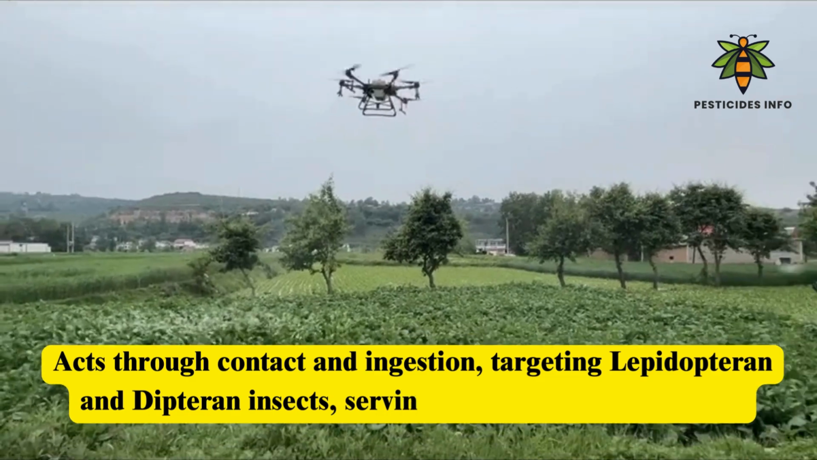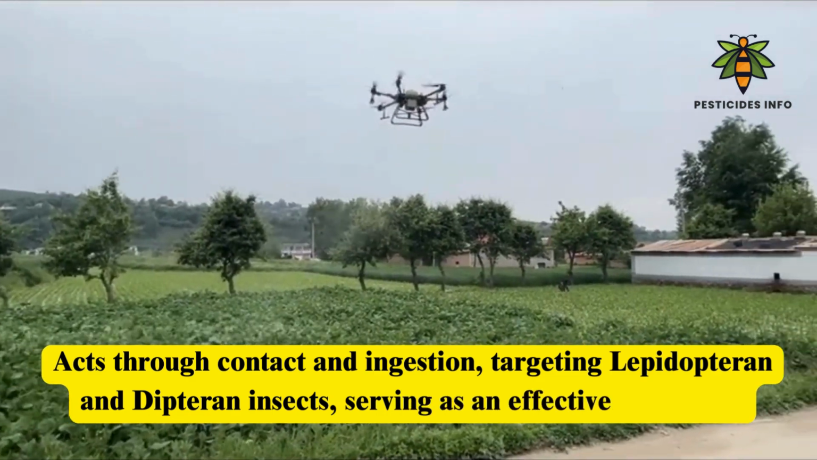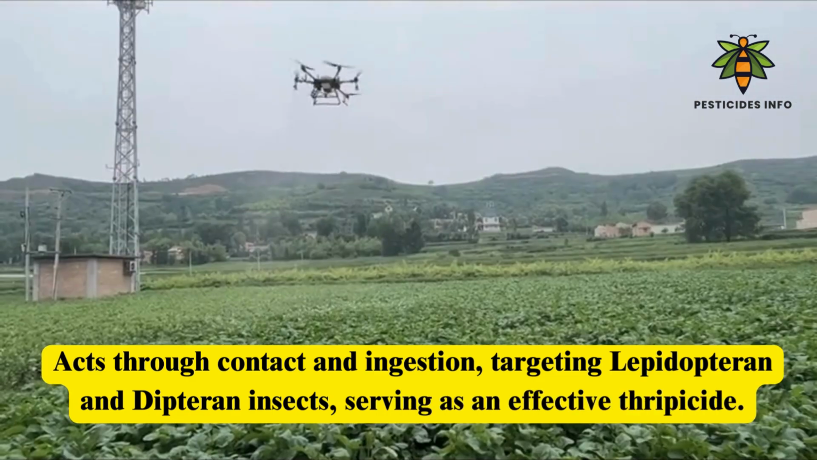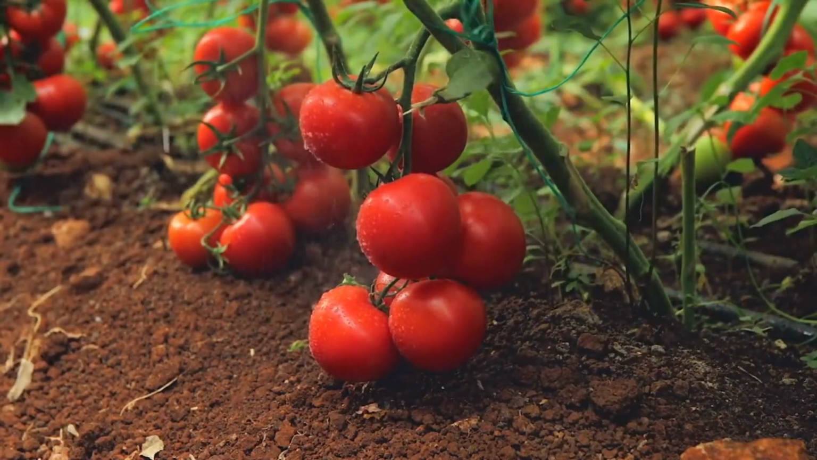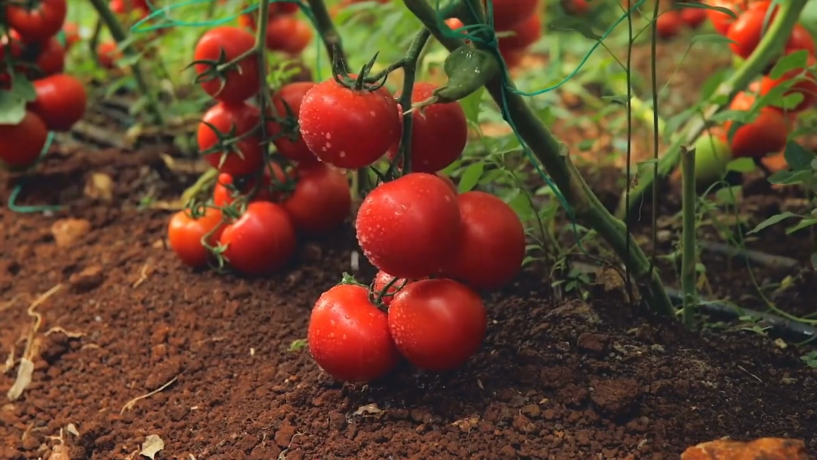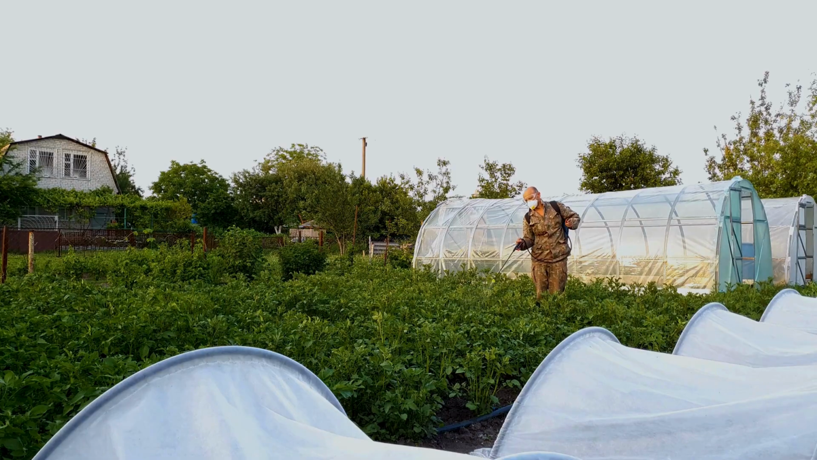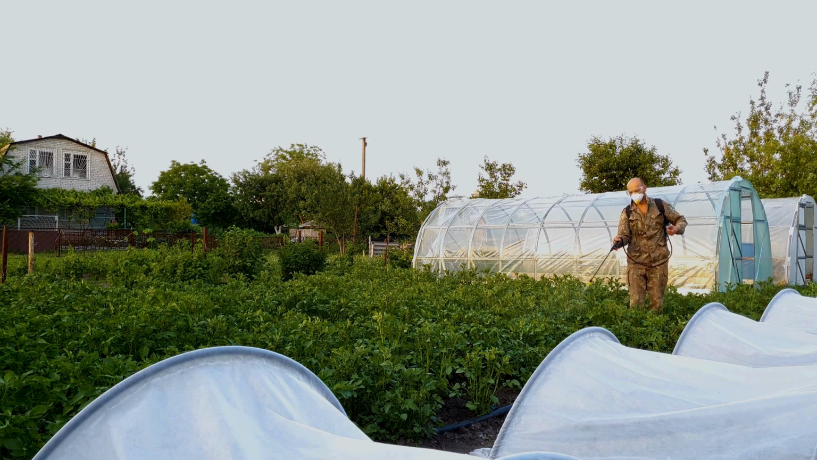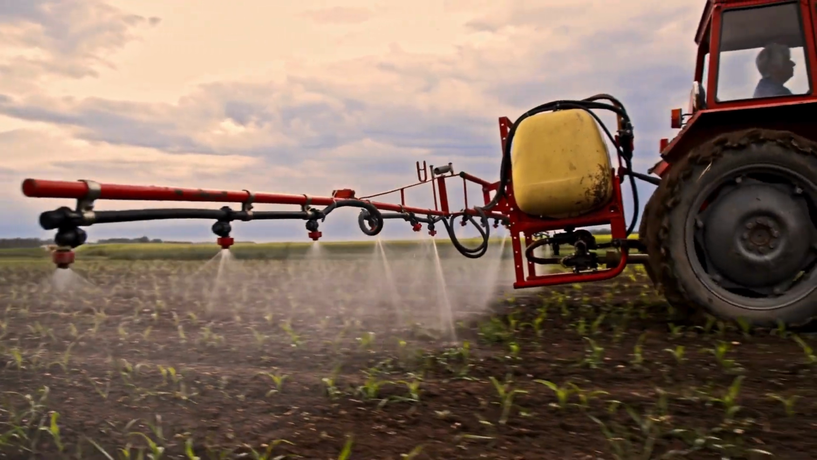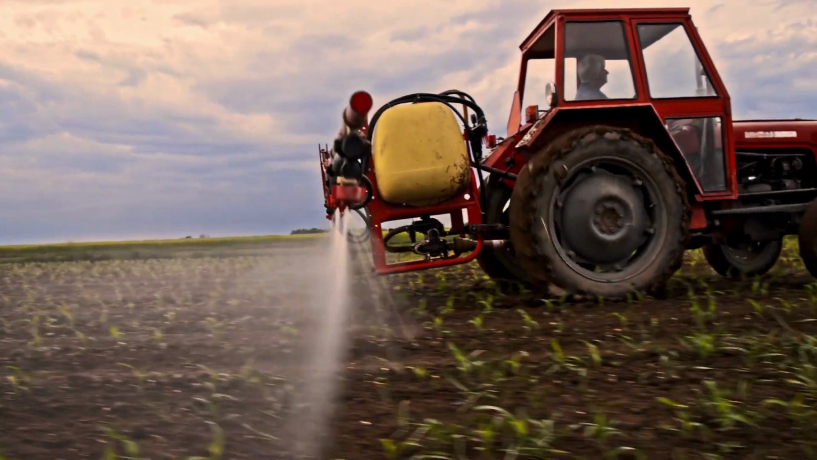Spinosad exerts its effects through contact and ingestion, displaying a broad-spectrum action against lepidopteran and dipteran insects, making it an effective thripicide. It boasts a favorable toxicological profile and prolonged residual action. To maximize effectiveness, thorough coverage of affected plants or areas with insect pests is crucial.